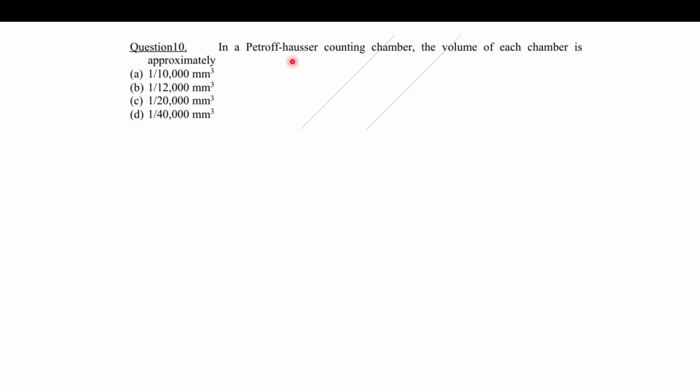Now, this is when we talk about counting the number of bacterial cells in a culture, this is another Petrov.